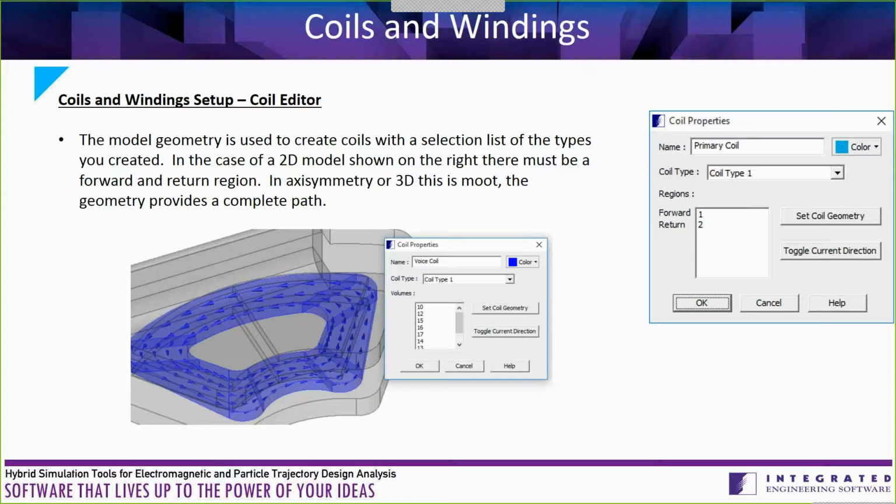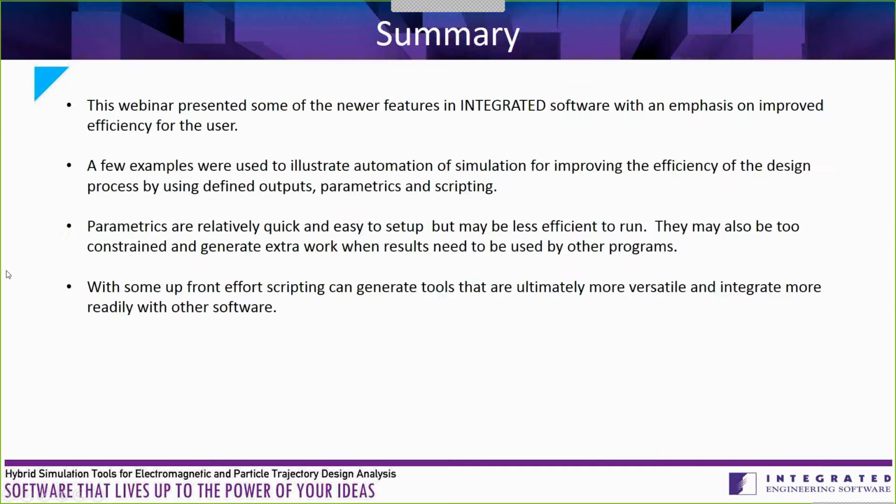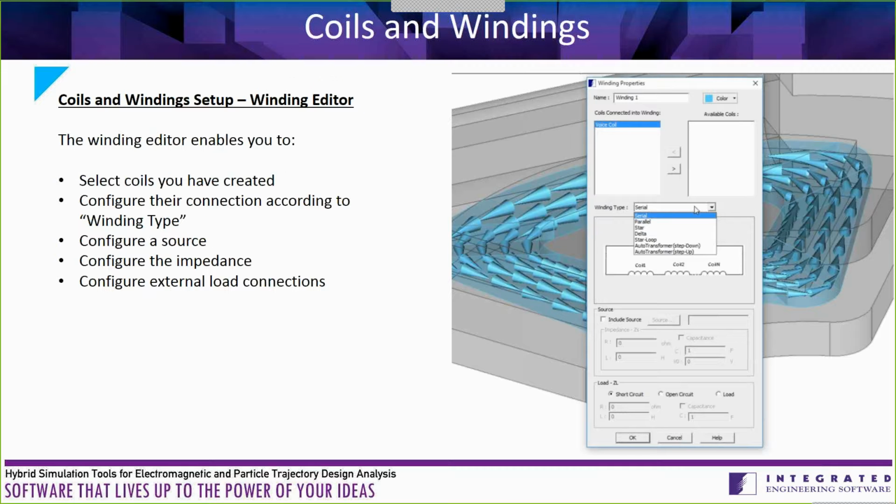The coil can be defined by saying which volumes you want to include in the coil. And finally, you take your coils and you configure them with each other and with sources and loads in order to define a winding. So the entire process is much more transparent here, much more obvious to the user with more visual feedback than the previous method. So this is a matter of a tool that we've greatly improved and which warrants some consideration.